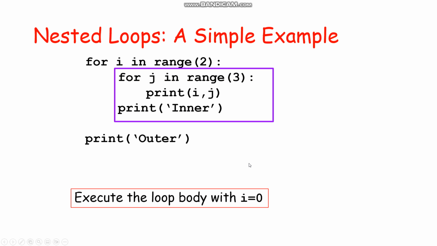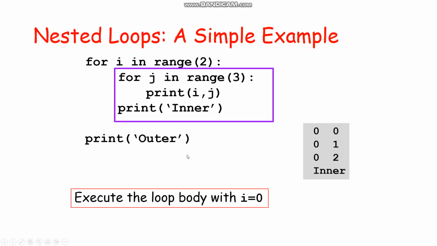So let's follow the execution of this program. You start with the outer for loop, you assign 0 to i, and you come to the inner for loop. That whole thing here is the body of the outer for loop. So you print i and j, and then you keep going with the inner for loop until you finish it. You finish the first iteration of the outer for loop, and then you go back for another iteration.